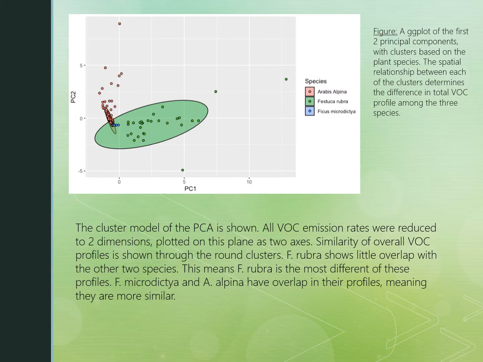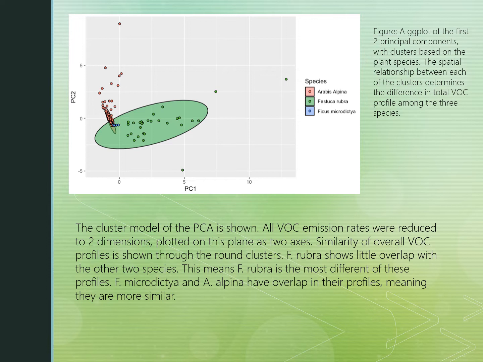I decided to run a principal component analysis, or PCA, because this is a multivariate type analysis in which we are trying to make conclusions about an entire VOC profile rather than just comparing a few different emission rates between different compounds. And the ggplot here shows a simple cluster analysis in which we are basically differentiating the different profiles from one another.